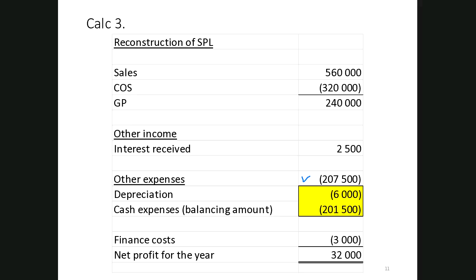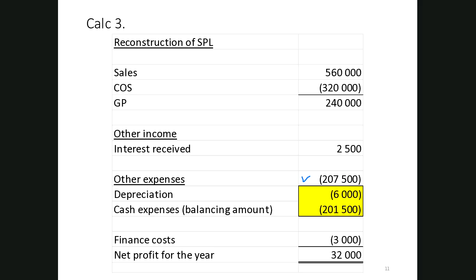Clinton, remember, with before and after tax, this is a sole trader. So sole traders don't pay tax through the business. They pay tax privately. So it's only when we have a company that we have to worry about tax.